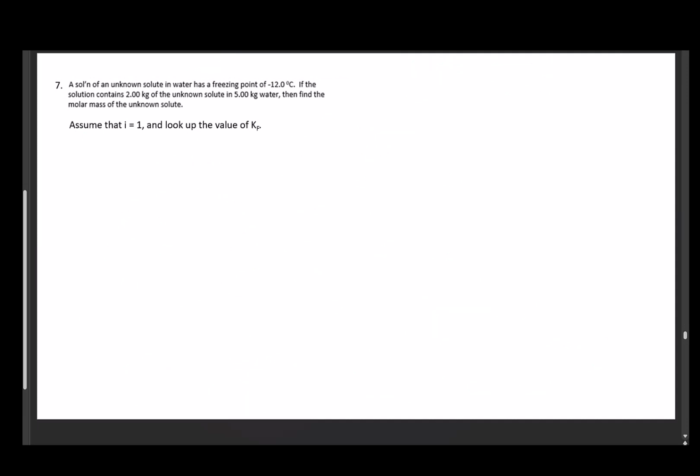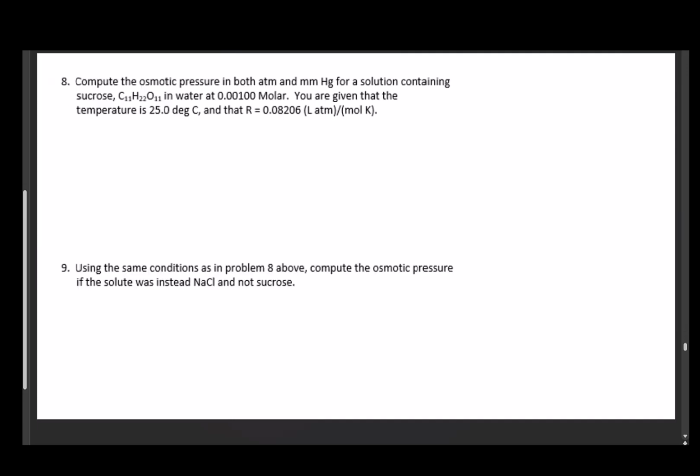Let's see, but I want to do some osmotic pressure. Since you have a quiz coming up, we're going to have to do one. Compute the osmotic pressure for a solution containing sucrose, whose formula is given, in water. You're given the molarity of sucrose, a temperature, and a value for R. So we go to that osmotic pressure equation, which I think you should know.